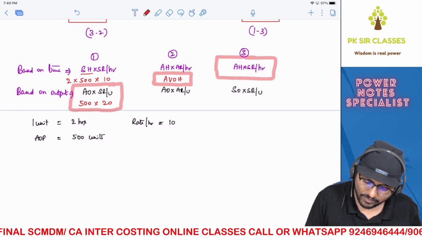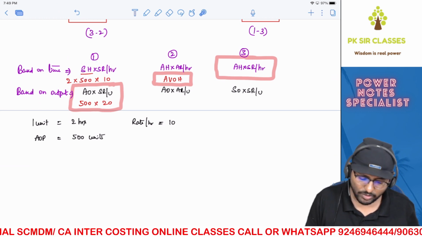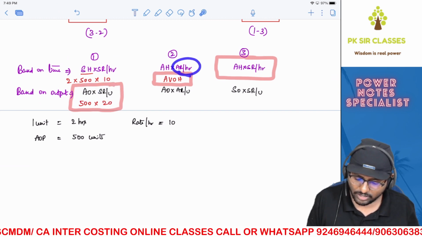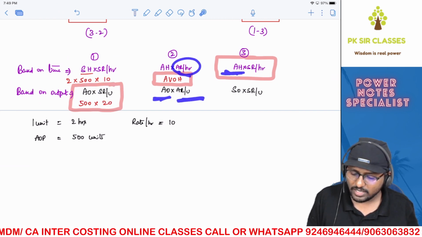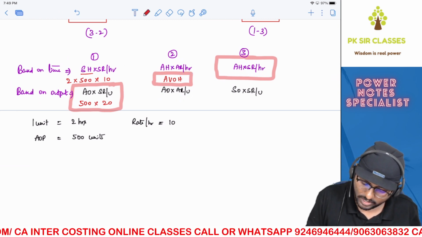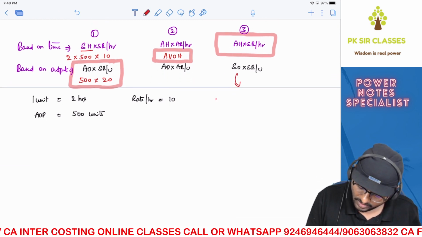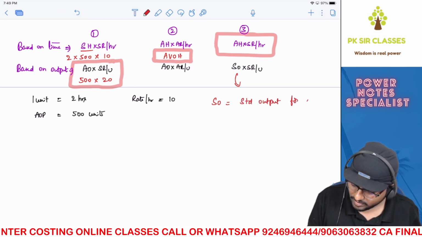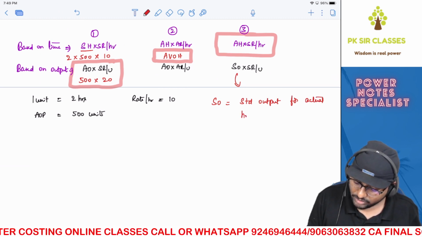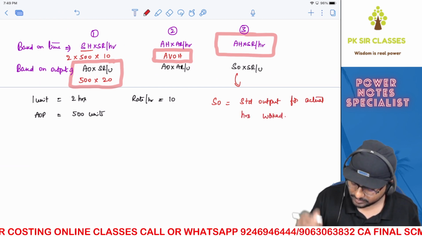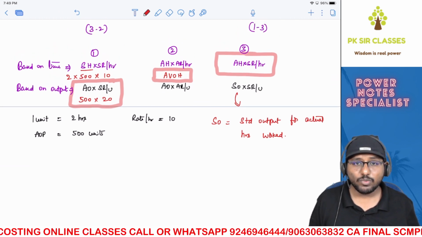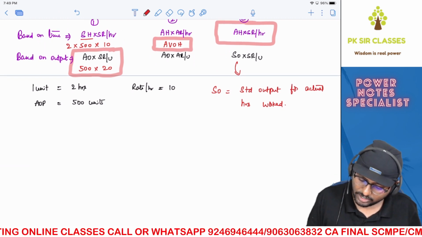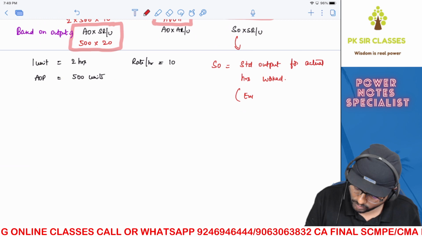I think everything is fine. This is standard hours required for actual output. This is actual output, standard rate per unit, standard rate per hour, actual hours consumed for actual output, actual rate per hour, actual output, actual rate per unit, actual hours, standard rate per hour, everything we know. But one thing is new over here. What is that? SO. SO is equal to standard output for actual hours worked. In other words, we can call it expected output.